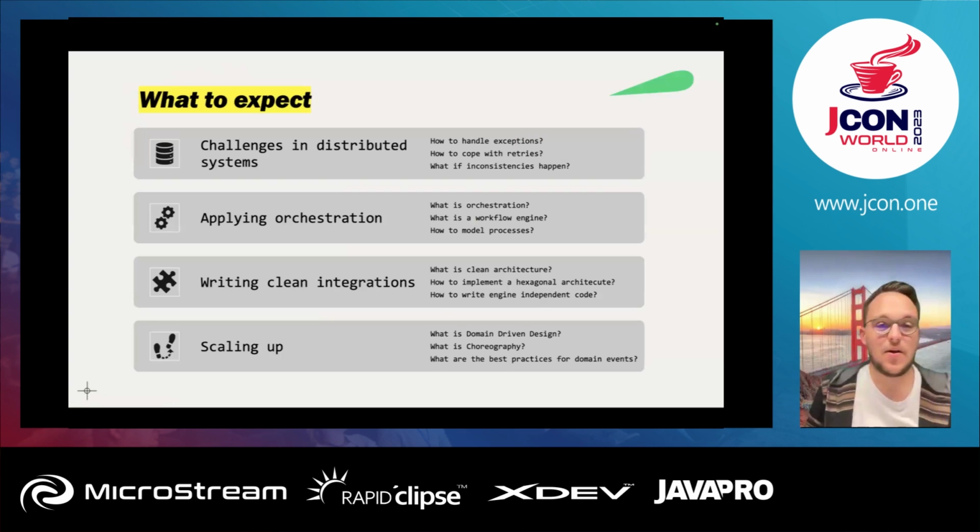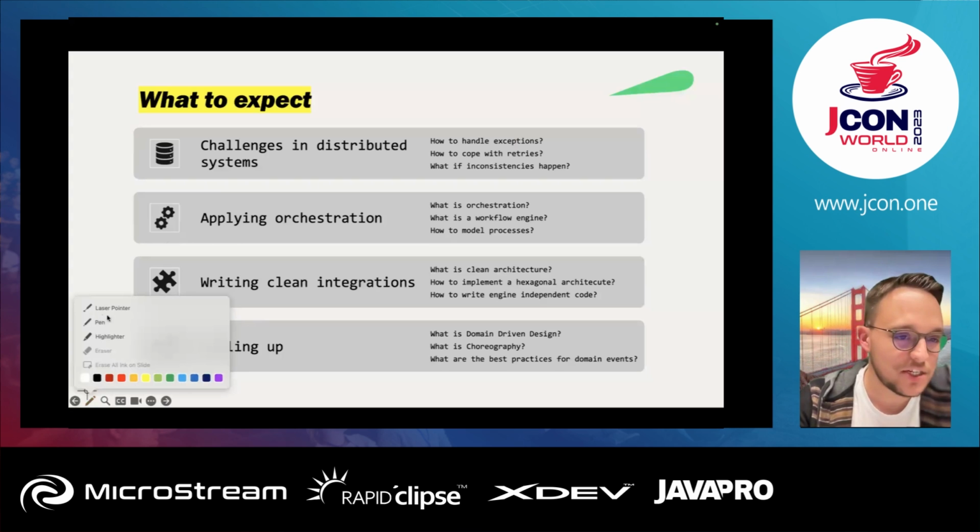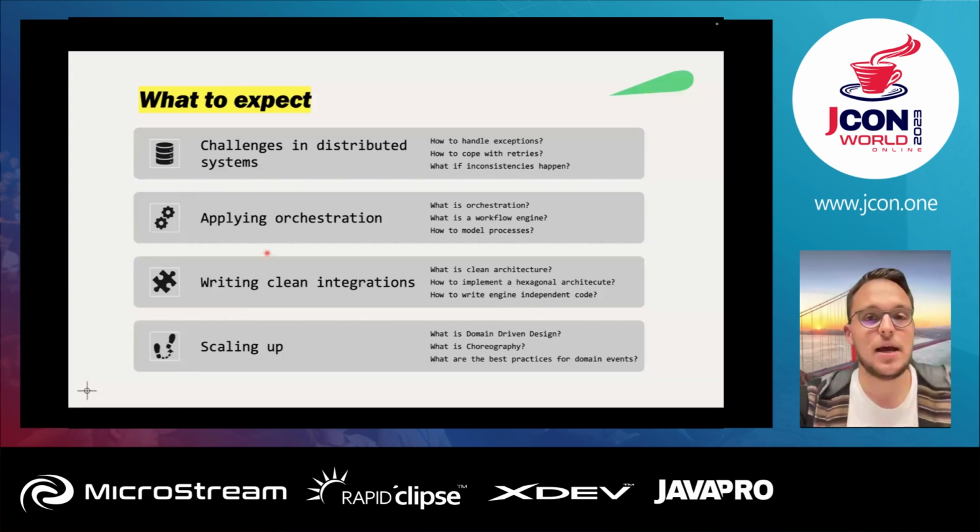So what can you expect in today's session? First of all, we'll take a look at the challenges which occur in distributed systems. For instance, how to handle exceptions or how to cope with retries, all these kinds of things. We'll see what kind of problems there are and maybe how orchestration can help. That's the second topic for today, and I will opt in for this laser pointer. So we'll try to apply orchestration to the problems which occurred in this first section, and also introduce a workflow engine. So that might be interesting.